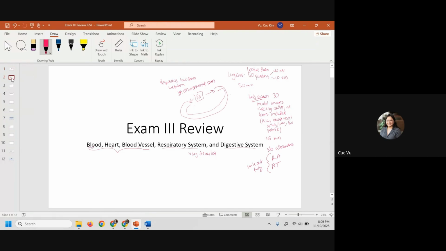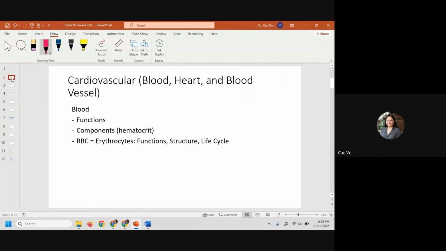So for the general review, we'll start with the cardiovascular system, which is the blood, heart, and blood vessels. We'll start out with blood. Can someone give me some functions of blood? Transportation. Yeah. What are you transporting? Gases. Mm-hmm. All the stuff.